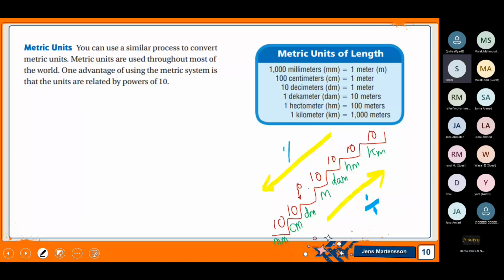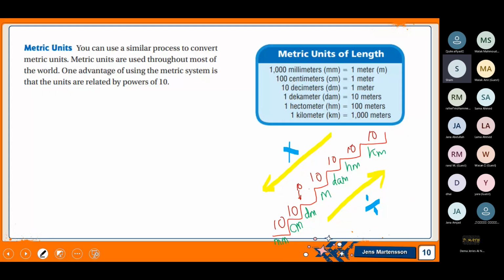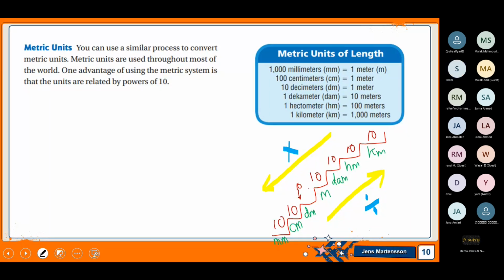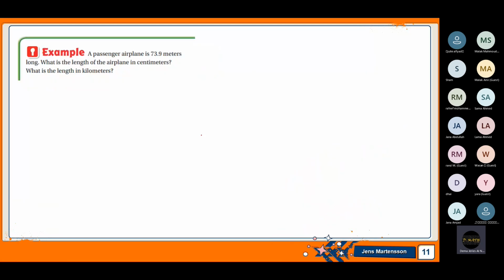Teacher, my grandpa taught me this way, but I didn't understand it. Okay, I will explain it for you now. Who is talking? It's me. What's your name? I cannot see your name. Sham. Ah, Sham. Okay, Sham. Let's see here. See now, if I have this example here: a passenger airplane is 73.9 meters.